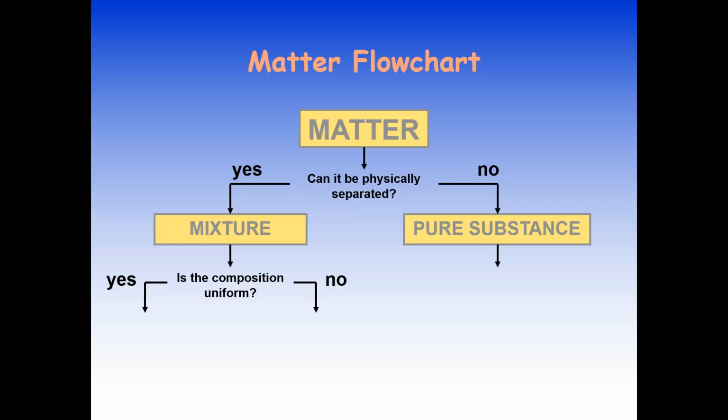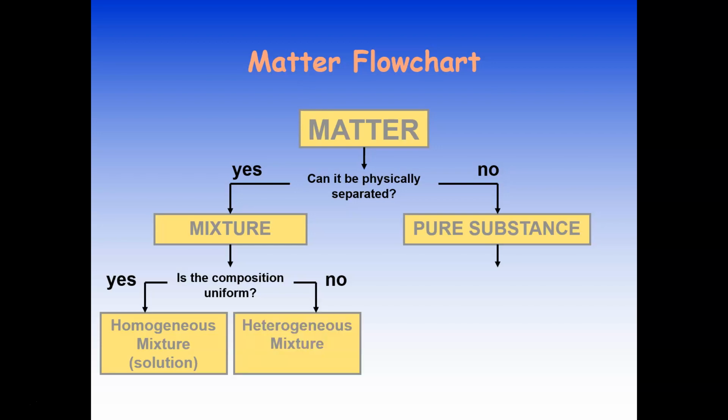When you have a mixture of something, you're asked, is the composition uniform, meaning the same throughout? If the answer is yes, you have a homogeneous mixture, also called a solution. If the answer is no, you have a heterogeneous mixture.